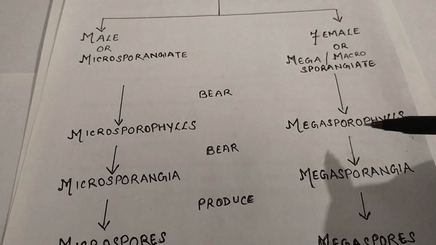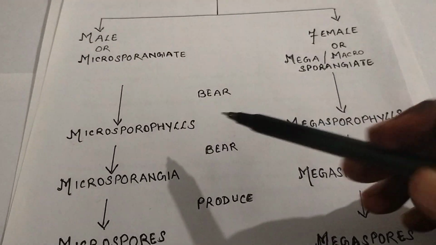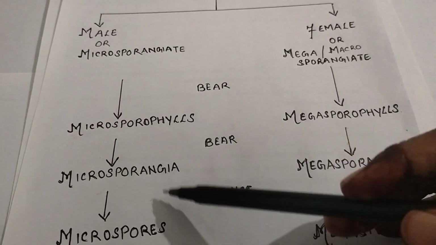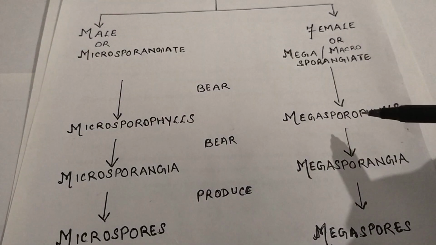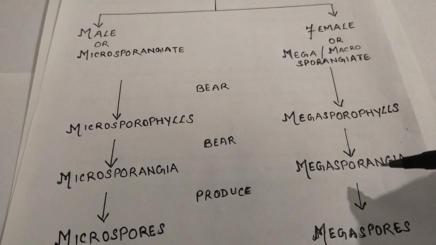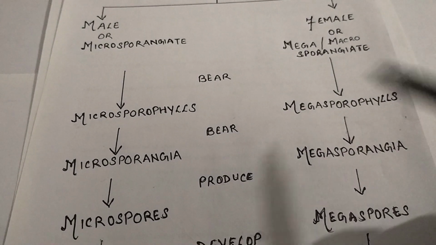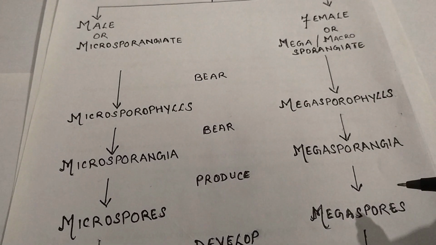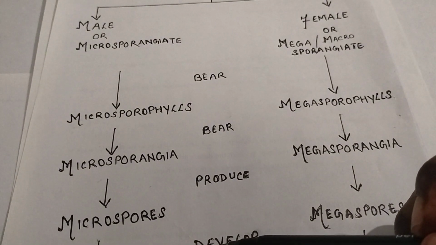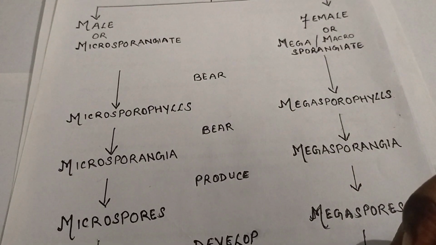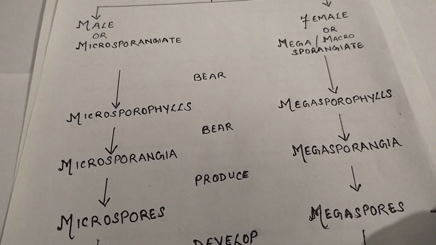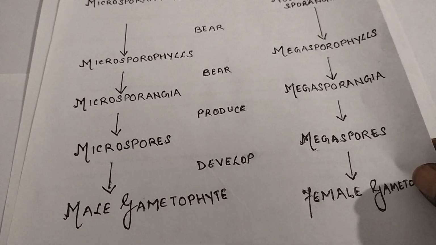Megasporangiate will bear megaspores. Sporophylls, in turn, will bear sporangia. Microsporophylls will bear microsporangia and megasporophylls will bear megasporangia. These sporangia in turn will produce spores, microspores and megaspores. Now these microspores develop into a male gametophyte, and the megaspores will develop into a female gametophyte.